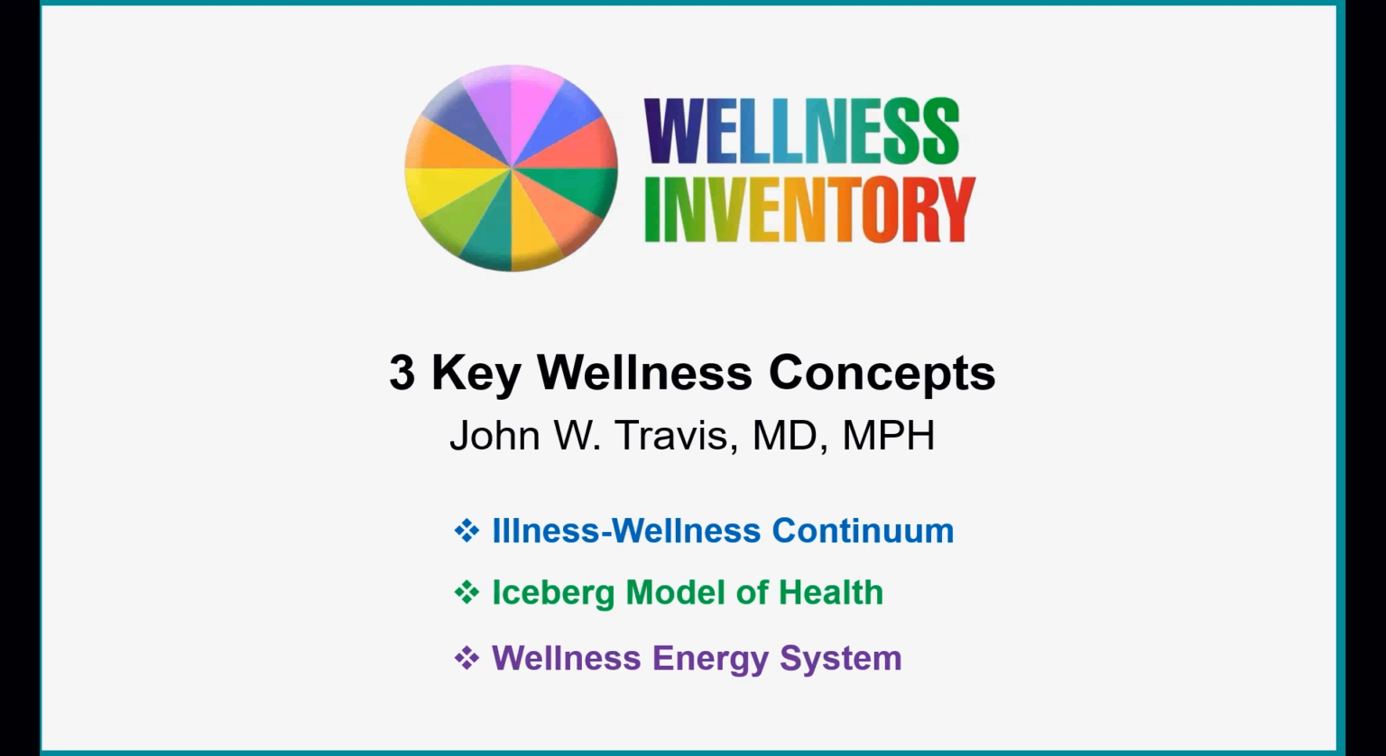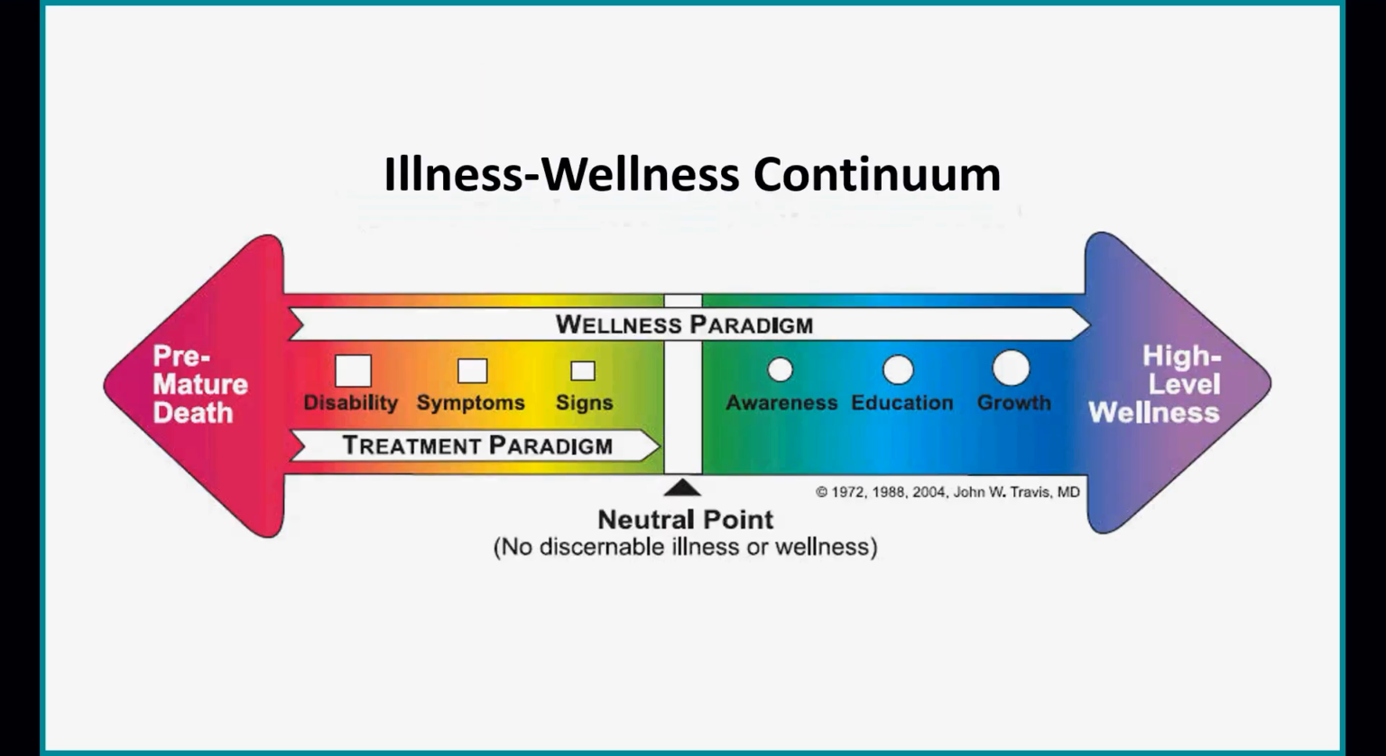The first is the illness-wellness continuum. And this was developed by Dr. Travis in 1972, so you may be familiar with it. You may have seen it in a healthcare textbook. You might have seen it in a presentation somewhere. And it's really simple. You see, on going to the left, we're moving to premature death through signs, symptoms, and then disability, which is really simply referring to as you're getting more and more ill, you're losing ability to function.